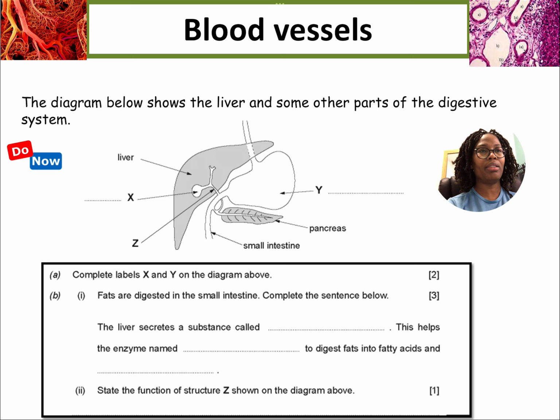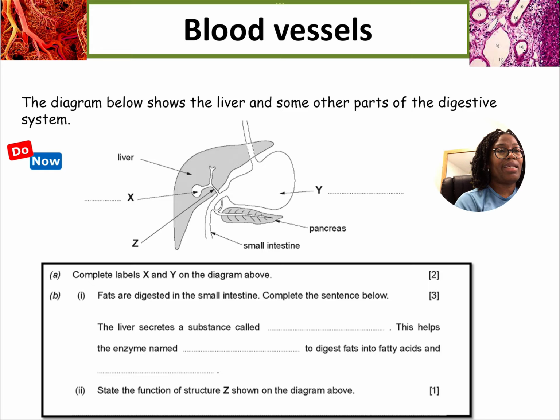Today we'll be looking at the blood vessels in the body. Now the starting activity says the diagram below shows the liver and some other parts of the digestive system. So you need to be able to label X and Y and also answer all of question B, B I and II. Looking at it, you can see that you have the liver, the pancreas, and a small section of the small intestine.